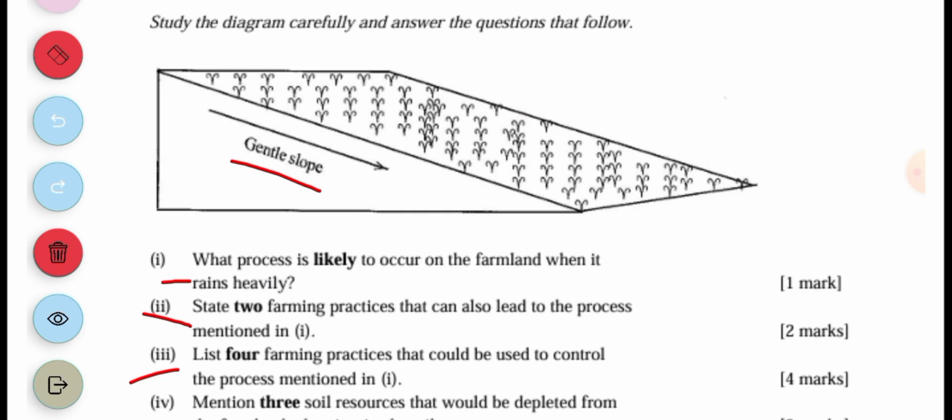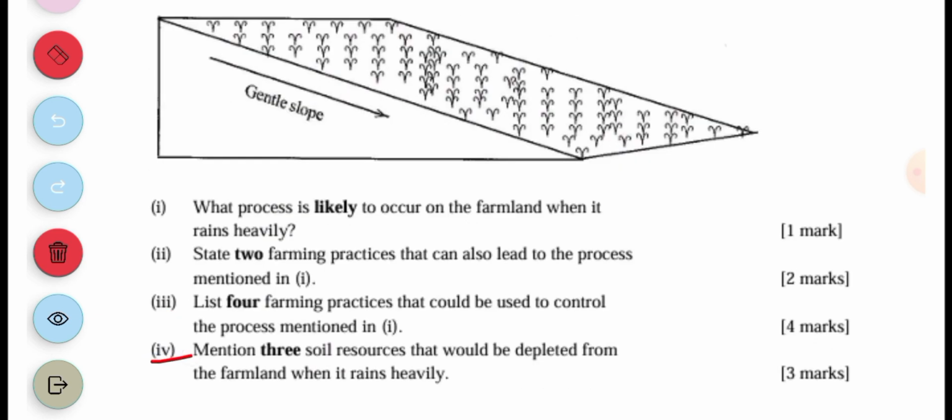The next one is planting cover crops like clover, so it helps to hold the soil in place to prevent it from being washed away. Then the next one is practicing agroforestry. It includes planting trees and shrubs where the roots will be able to hold the soil in place.